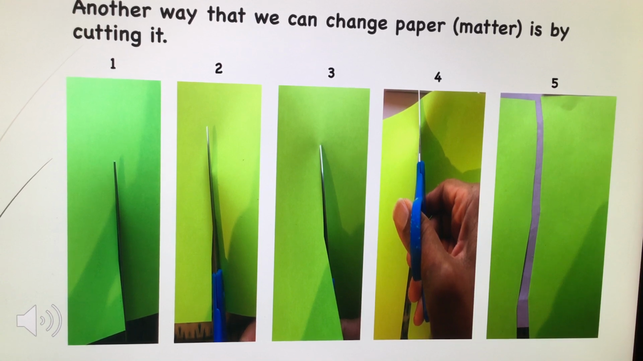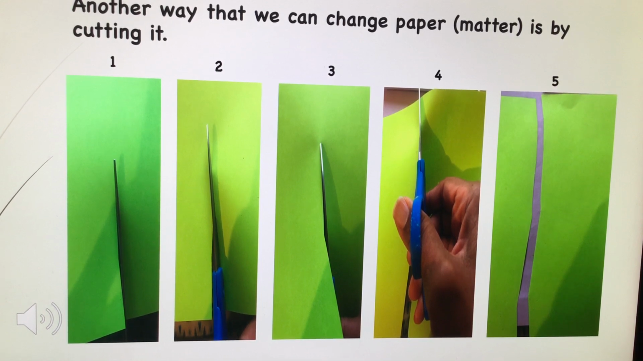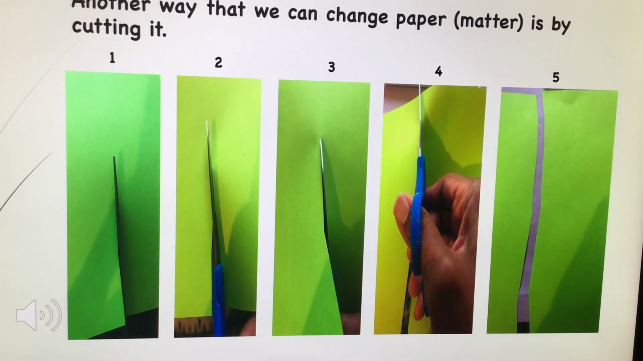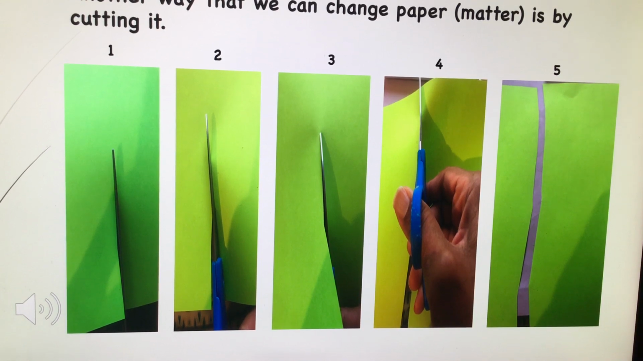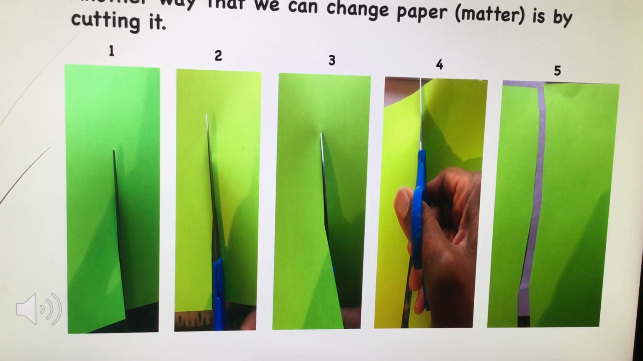Look at the edges, but look at the shape of the edges. First, I was cutting one way, and then I kind of changed the way the scissors was moving and caused me to change the curve of the paper. So there's a lot going on when we changed the paper by ripping it. It changed the edges, and again, the edges were changed when we changed the paper by cutting it. What do you think we're going to do next to change the paper?